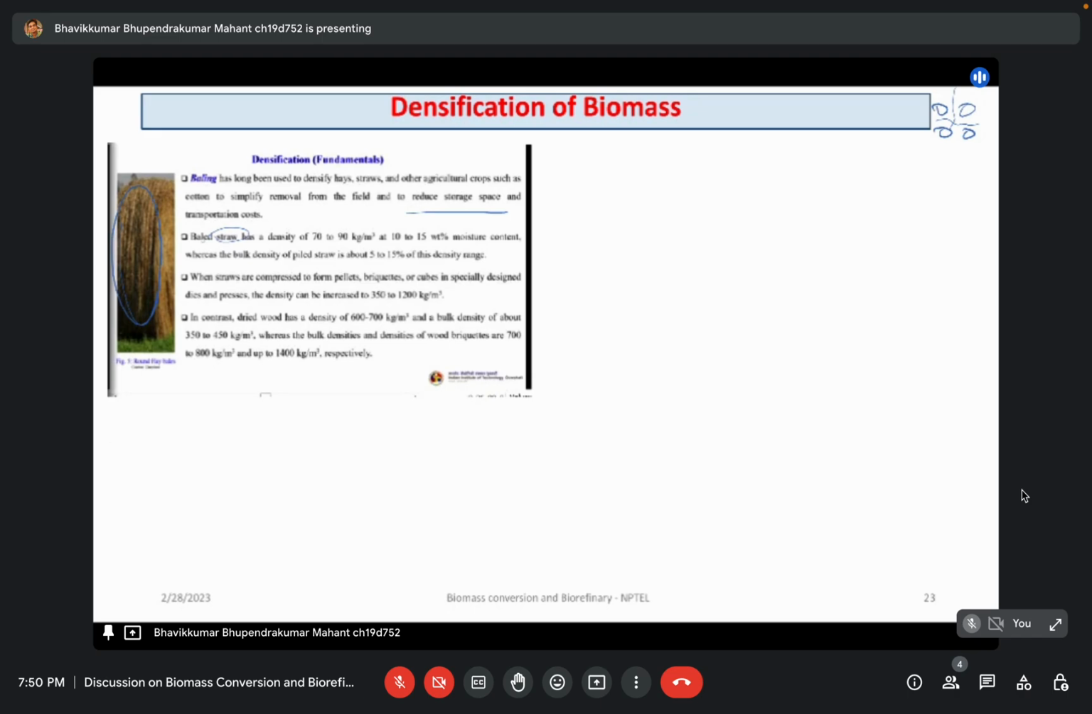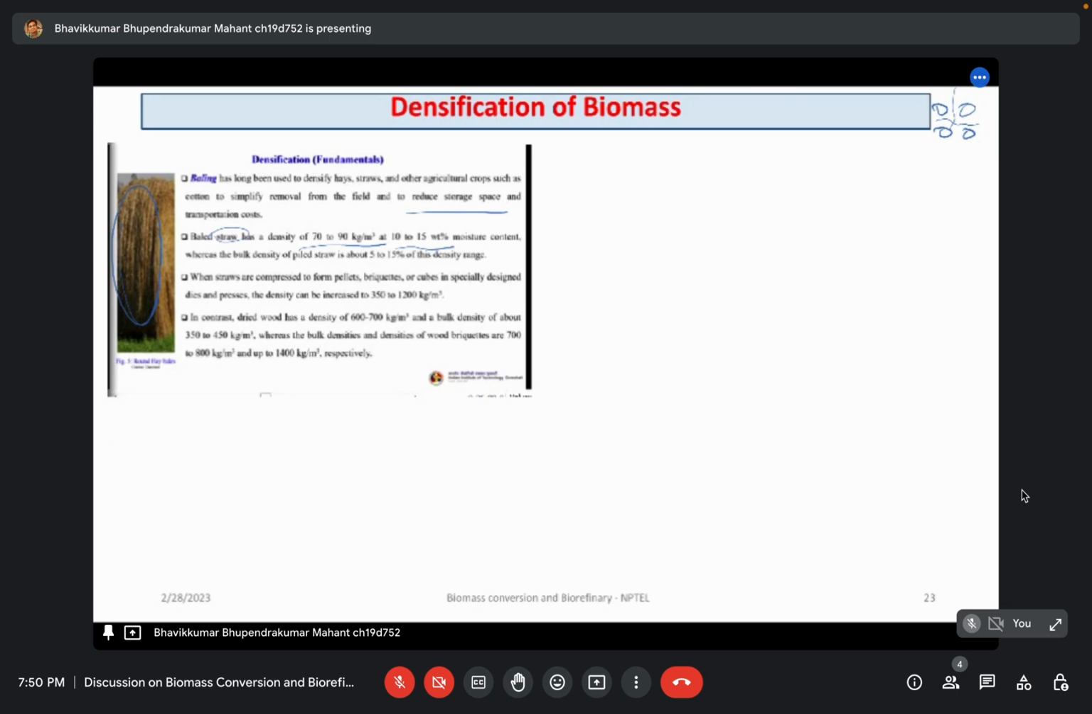It is mentioned that bale straw has a density of 70 to 90 kg per meter cube at 10 to 15 weight% moisture content, whereas the bulk density of pile straw is about 5 to 15% of this density range. So as you can see, the density is more, 70 to 90. If you don't do it, it has a density around 10, 15, up to 20 kg per meter cube. The density increases when straws are compressed to form pellets. We just saw in some slide that you have to convert your biomass into pellets, briquettes, small cubes and so on.